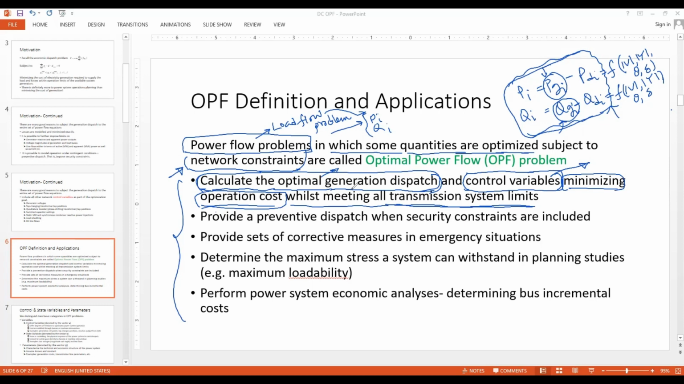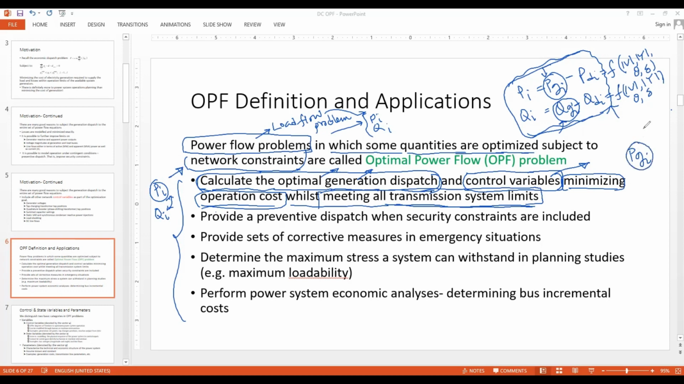However, in the OPF, we may also look at reactive generation. Besides the PI, which is already taken in ELD, we may also think about QI. So this is the change. Meeting all transmission system limits: remember, in the conventional ELD, the limits were only imposed on PGI. In the optimal power flow, the number of limits we can impose is increased compared to the conventional ELD.